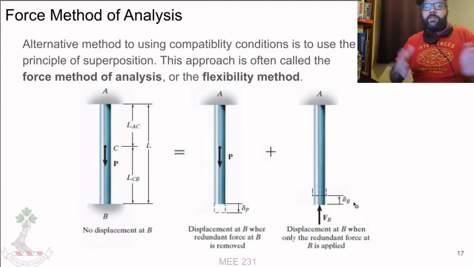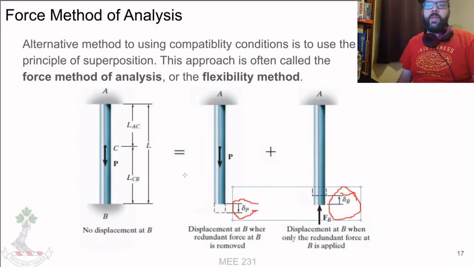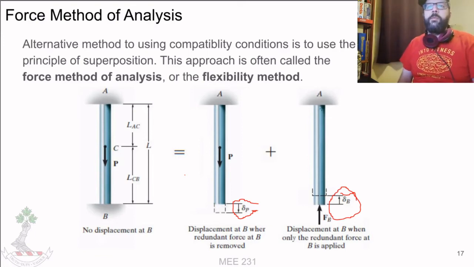And then we know that essentially this displacement here needs to be the same as this displacement here. So we can do that, and then based upon that, we can solve for what our reaction is at FB, and then from there, based upon our equilibrium equations, we can solve for what our reaction is at A.